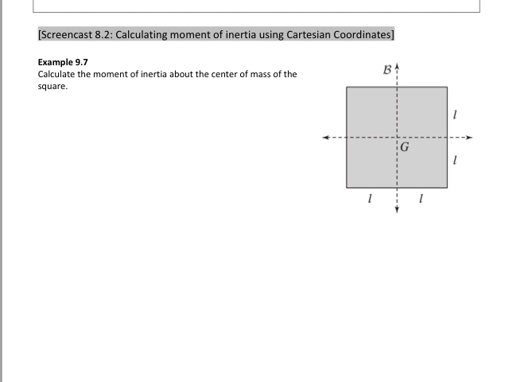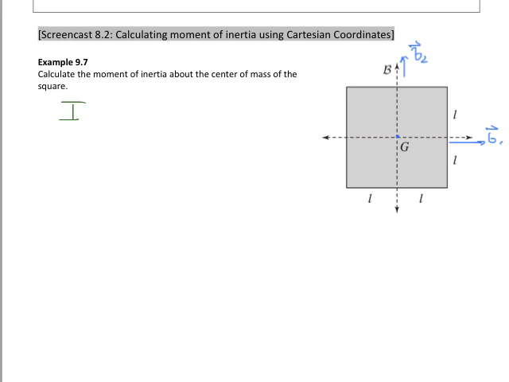Hey folks, in this example we're going to calculate the moment of inertia of a square that has two dimensions in which we have 2L on both sides. We're going to calculate the moment of inertia about the center of mass G, and then do this in the body fixed basis. So it's in the reference frame in which we have a B1 and a B2 direction. And in addition, we're going to assume that it has mass m and then a uniform density rho.